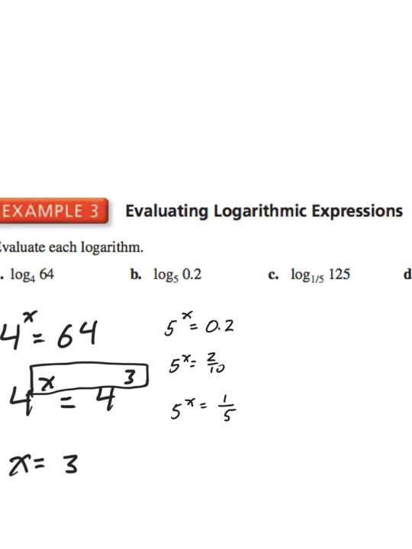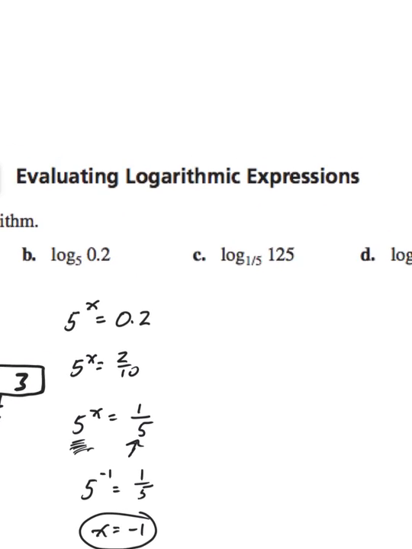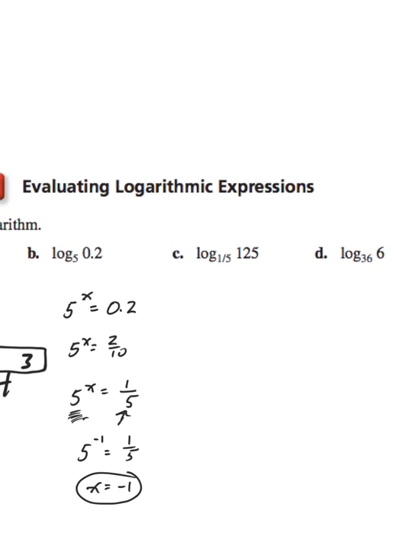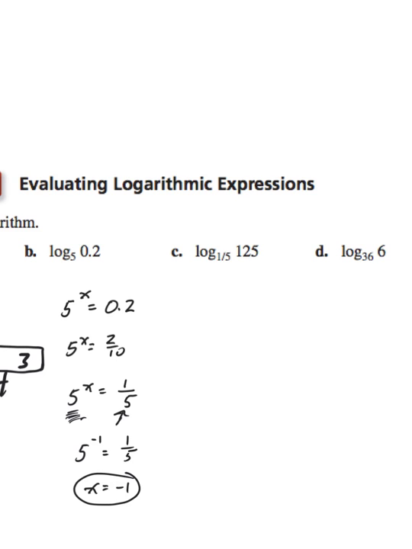That looks like something that may be familiar. How do I move the 5 from the numerator here to the denominator here? Well, if you remember, a negative exponent flips the number, right? Moves it to the other side of the fraction bar. So in this case, it would be 5 to the negative 1 is equal to that 1/5. So x therefore would equal negative 1. What is that exponent? That exponent is negative 1. Okay, you're going to use a negative exponent on this next one also. So be ready.